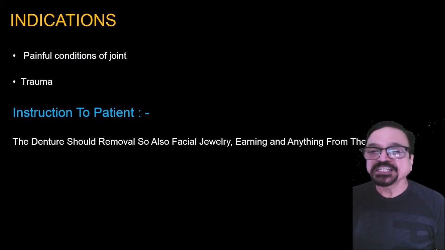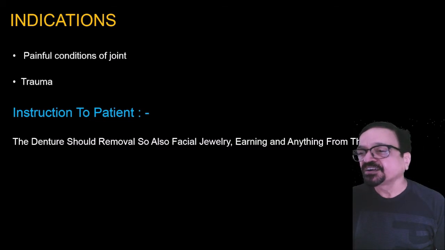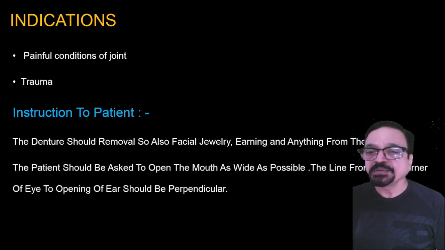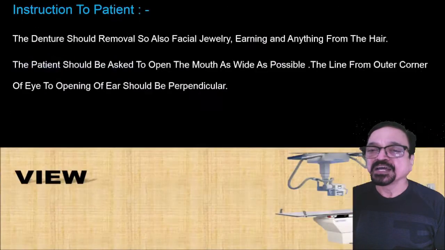Then instructions to the patient: the denture should be removed, so also jewelry, earrings and anything from the hair. The patient should be asked to open or close the mouth whenever required. We have to take open mouth and closed mouth views. When it is closed mouth, it is clenching. When it is open mouth, the patient should open the mouth as wide as possible. Then the line from the outer corner of the eye to the opening of the ear should be perpendicular.